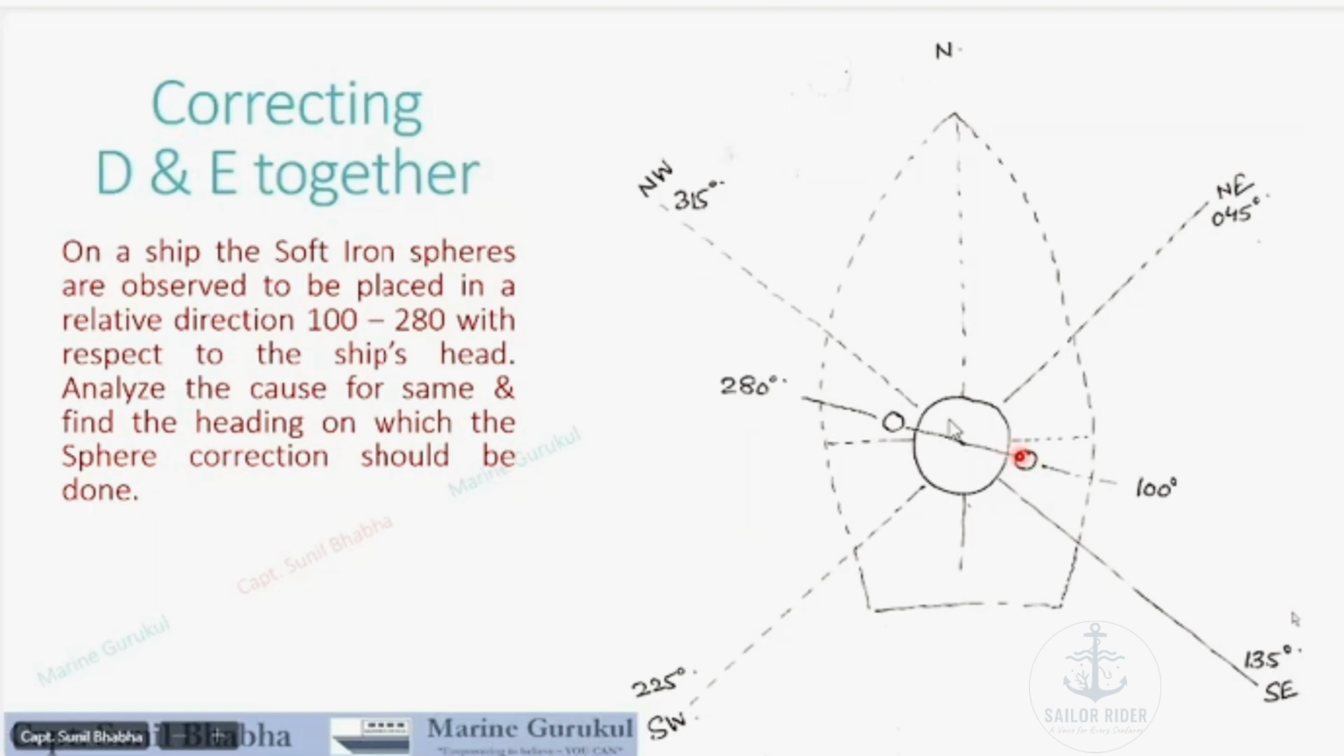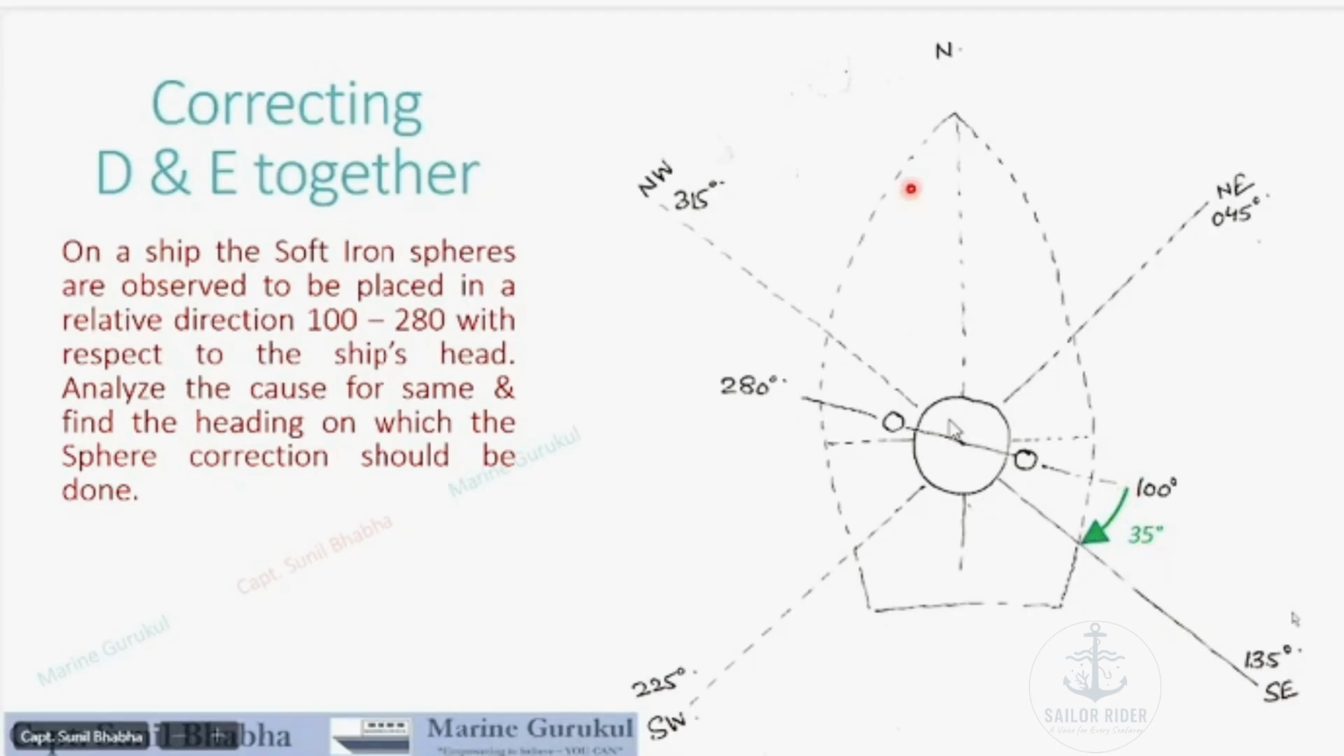Now let's assume we are trying to take the starboard corrector sphere to the southeasterly direction of the compass. If you want to take the starboard corrector sphere southeast of the compass, that basically means that the sphere has to be turned, or slewed, clockwise by an angle of 35 degrees. It is right now at a direction of 100, and we need to take it to a direction of southeast, which is 135. So we have to turn it clockwise by 35 degrees.